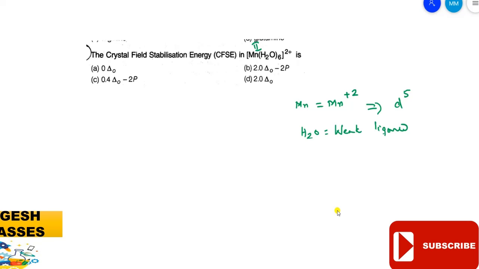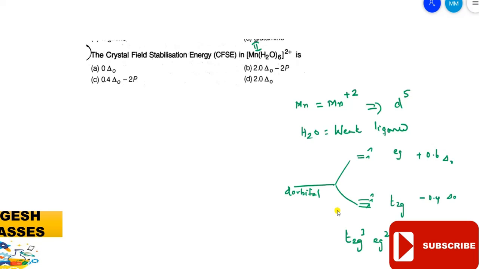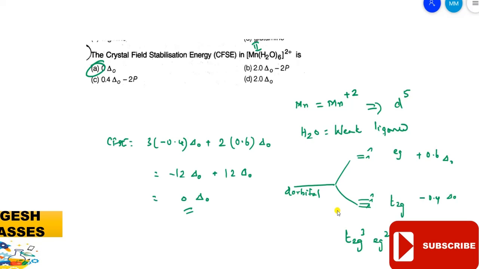In the presence of a weak ligand, the d orbital splits into two levels. It is weak, so the electrons fill like this: first electron, second, third, fourth, fifth. It is t2g3, eg2. So the energy is lowered by minus 0.4 and increased by 0.6 delta O. By calculating, the CFSE is equal to zero. So the answer is A. Clear? Okay, viewers. Up to this we have stopped this presentation. Thank you for listening.